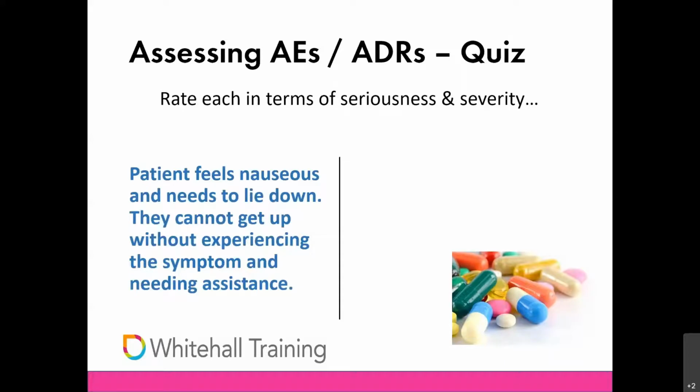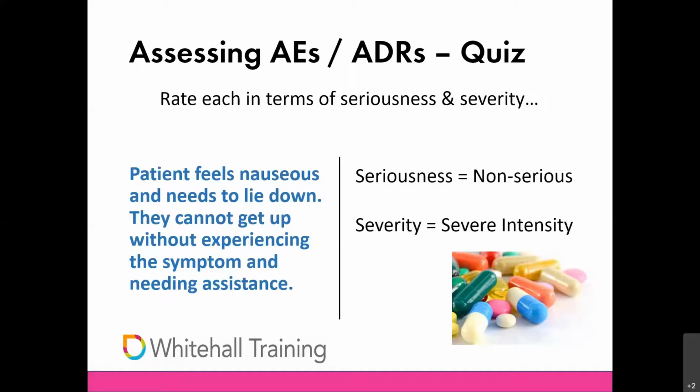So the next one, we'll slightly change this. The patient is feeling nauseous. They need to lie down. They can't get up without experiencing the symptom and needing assistance. Okay, so if you remember the seriousness criteria, it's not serious. They haven't died, it's not life-threatening, etc. However, it is severely intense. They can't just shrug it off. They can't go on with their normal life.